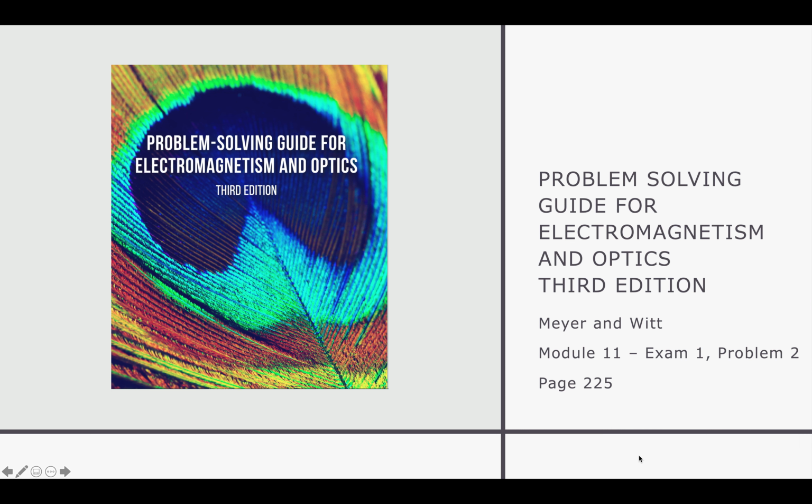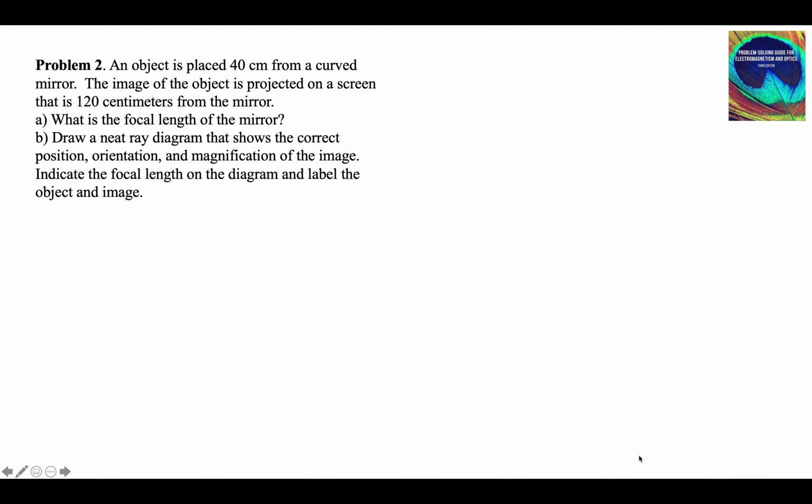This is a walkthrough of Problem 2 on Exam 1 of Module 11 in the book Problem Solving Guide for Electromagnetism and Optics. An object is placed 40 centimeters from a curved mirror. The image of the object is projected onto a screen that is 120 centimeters from the mirror. What is the focal length of the mirror?